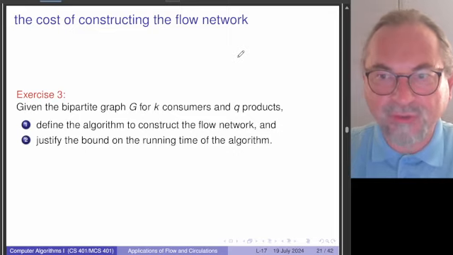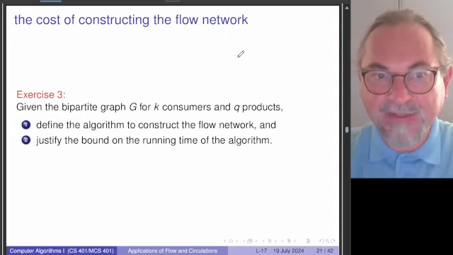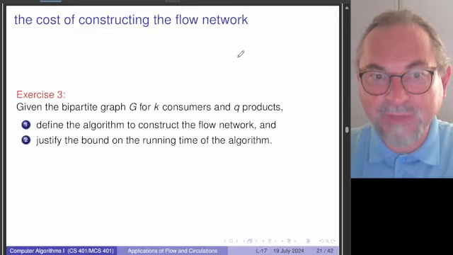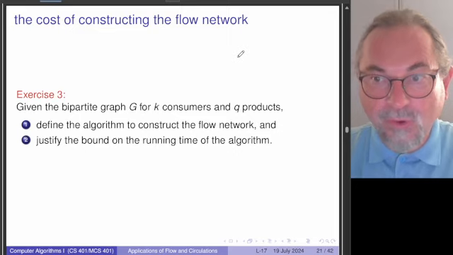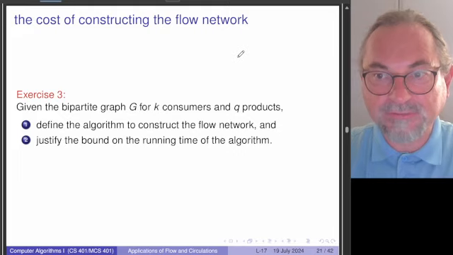You're going to add a source and a sink. So you're going to add as many edges as you have consumers. You're going to put flow on those. You're going to define capacities, upper bounds and lower bounds on all the edges that you have. So the algorithm will be at least proportional to the number of edges you have in the bipartite graph, but you will visit every edge in the bipartite graph only once.